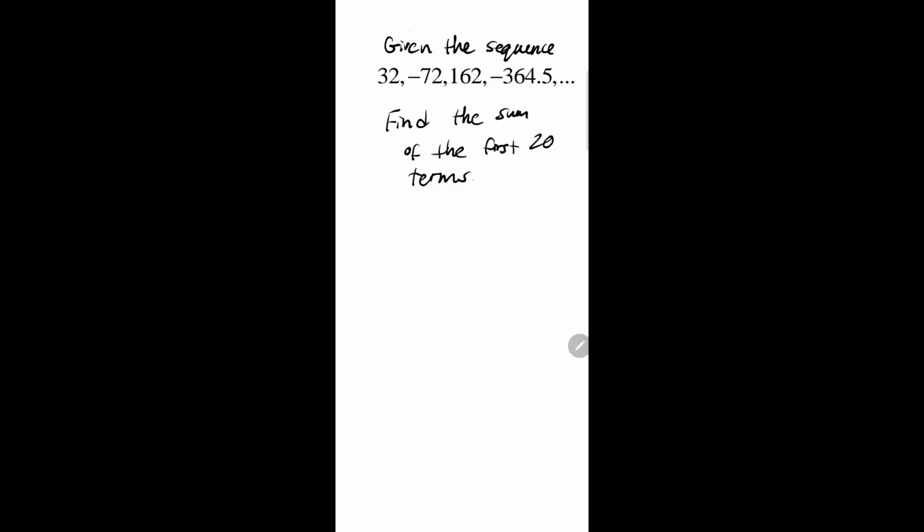All right, so here we have the sequence 32, negative 72, 162, negative 364.5. Let's find the sum of the first 20 terms. Again, sorry for the handwriting, guys. First we want to see, is this even geometric? It is, but just for a good habit, you should always check.